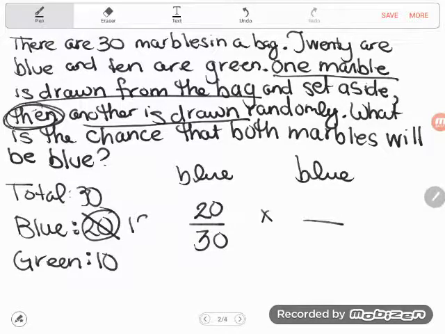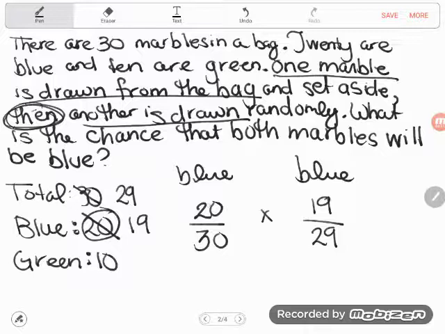So he doesn't have 20 blue marbles anymore. He has 19. So the chance that he draws a blue marble next is going to be 19, and be very, very careful. It's not out of 30. Taking a marble out of that bag is going to change the total as well. This number will go down to 29. Beautiful. And now we can multiply this problem.